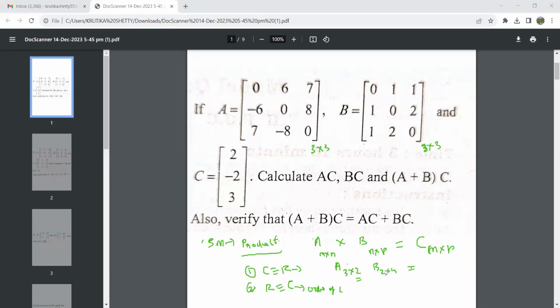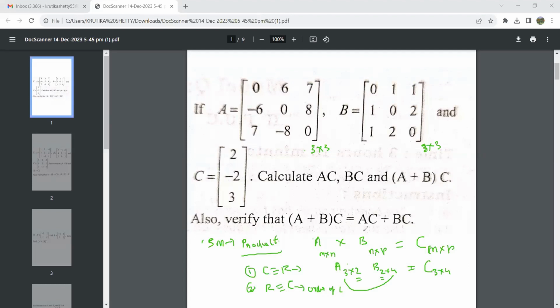See, 2 is equal to 2. The columns of A are equal to the rows of B. So multiplication is possible, and whatever the new matrix is, the order of C will be 3 cross 4. This will be the order of C.